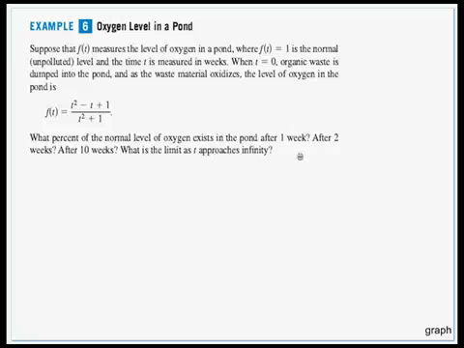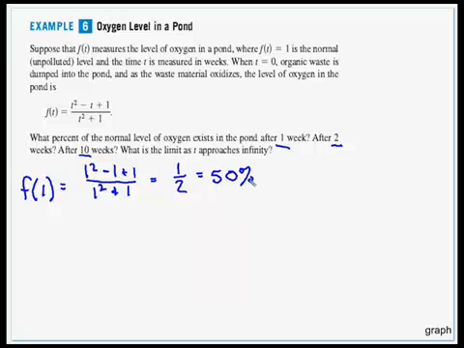So for the first couple questions, we're just going to do a simple evaluation. They're asking us to find f of t when t is 1, t is 2, and t is 10. So first we're just going to do a simple plug and chug, f of 1. That's going to be (1 squared minus 1 plus 1) over (1 squared plus 1), which is equal to a half. And they're asking about oxygen levels. If we want to think percentages, 1/2 is 50%.